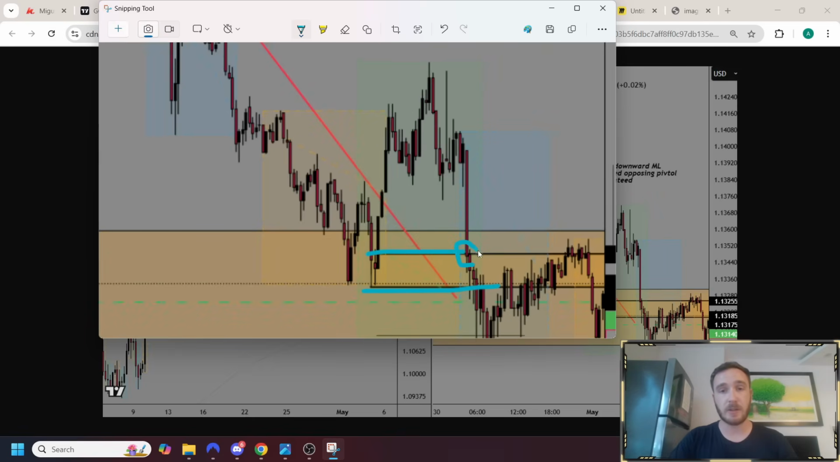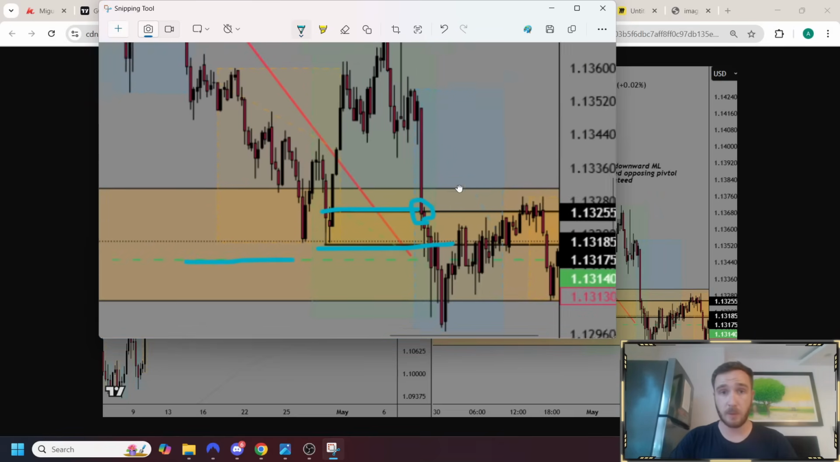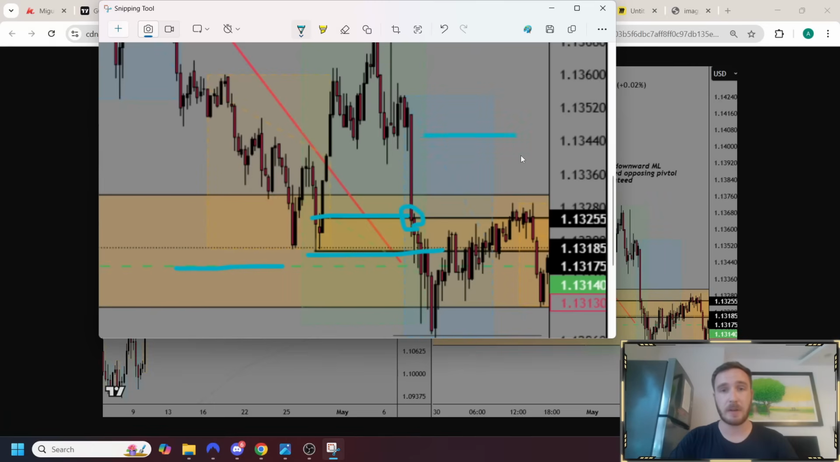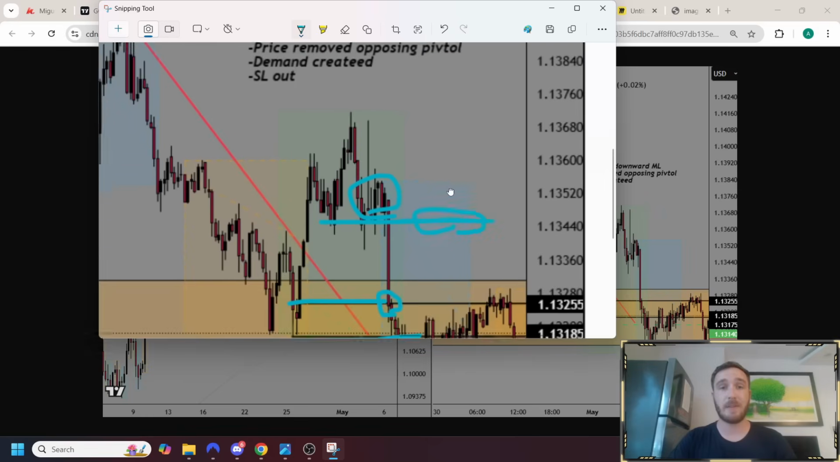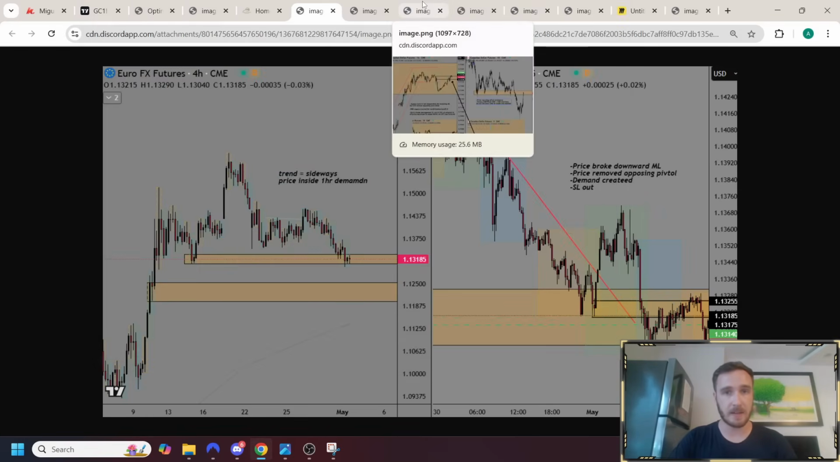So I enter here on the pullback, I have my stop loss below, and this one was a stop out. Where would I target my take profit? Probably right around here, right below this resistance opposing this supply zone. So I would look to get out maybe at like a 1.5-to-1 or something like that. Maybe if I want to carry on and have a runner, I'll have a runner. But I tend not to do something like that.